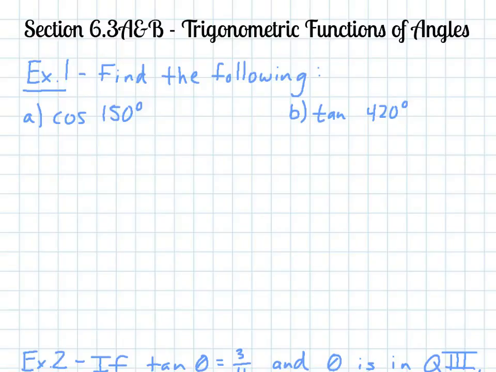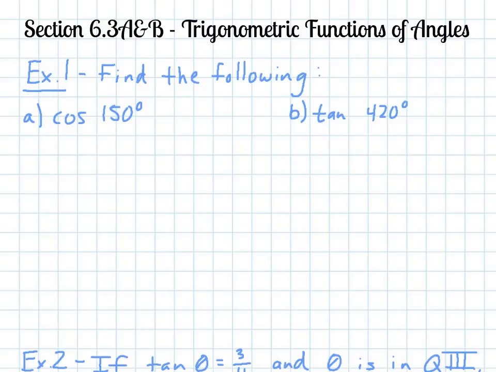Today's lesson is section 6.3A and B. We'll be talking about trigonometric functions of angles. So here, first example, I want to be able to find the following: cosine of 150 degrees and tangent of 420 degrees. So the last section, you were given a unit circle. So here we're going to actually apply our unit circle and find those.